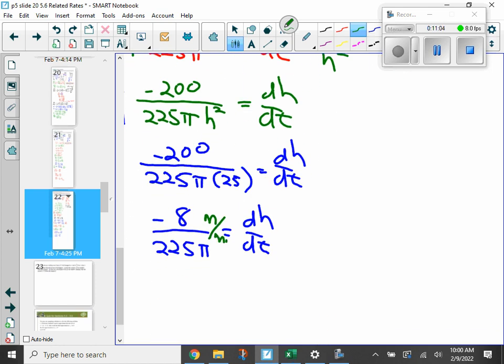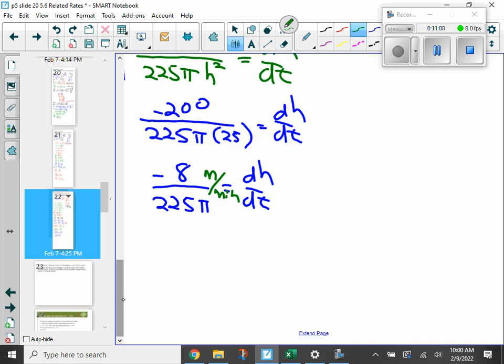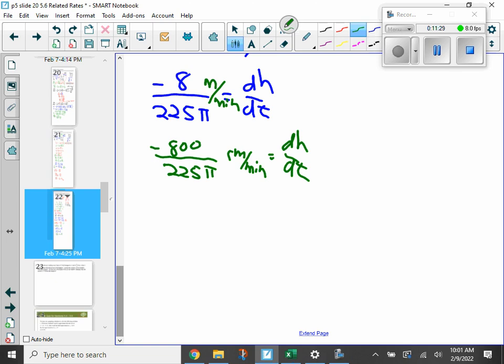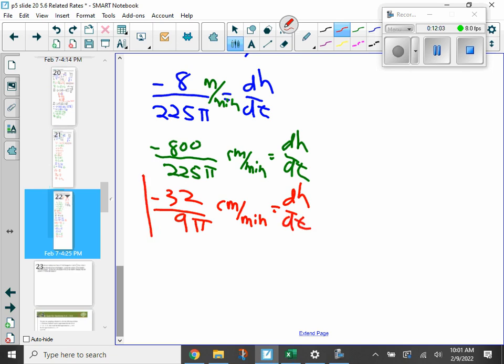The question asks for centimeters per minute, which just means I have to multiply by 100. So that would be negative 800 over 225π centimeters per minute equals dh/dt. I can make that simpler too, by dividing the top and the bottom by 25. 800 divided by 25 is 32, and 225 divided by 25 is 9π. So negative 32 over 9π centimeters per minute equals dh/dt. That is the answer to part A.